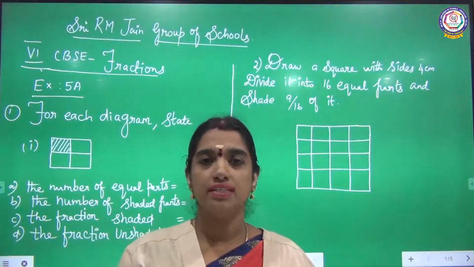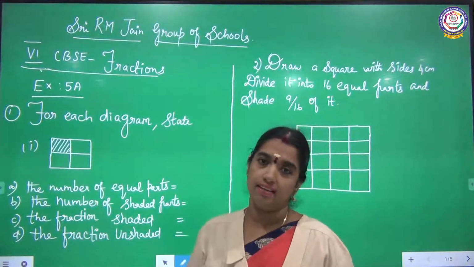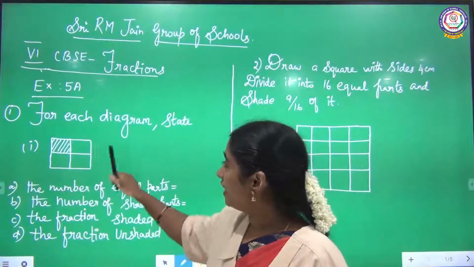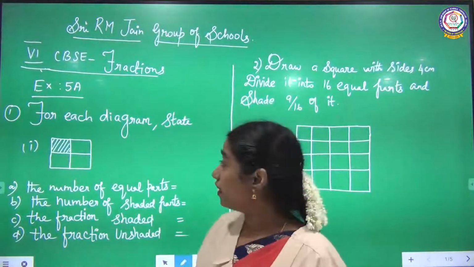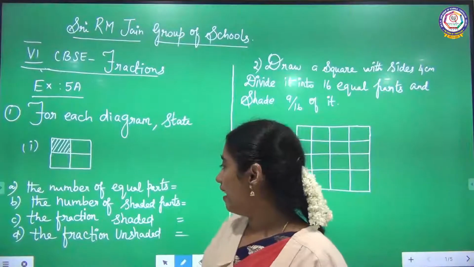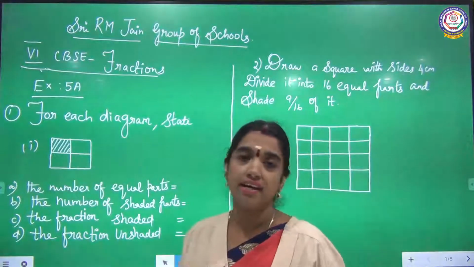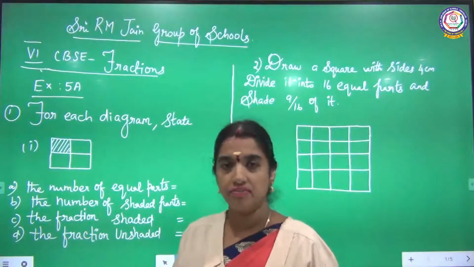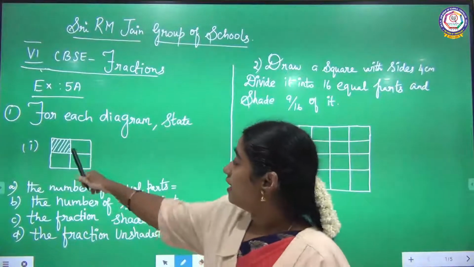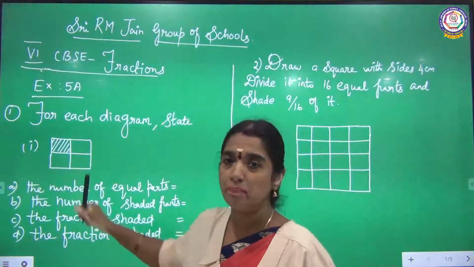Now I am going to discuss the topic fraction for 6th standard. Listen children, first sum. For each diagram, you are going to state how many equal parts there are and how many parts are shaded and unshaded. You have to write in the fraction pattern. Can you clear this? So listen, the square is divided into 4 equal parts.